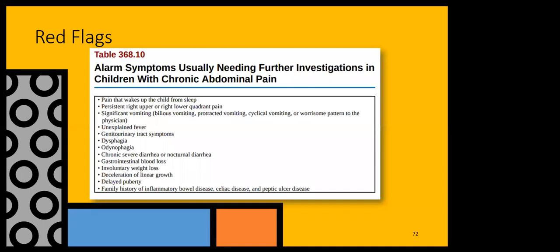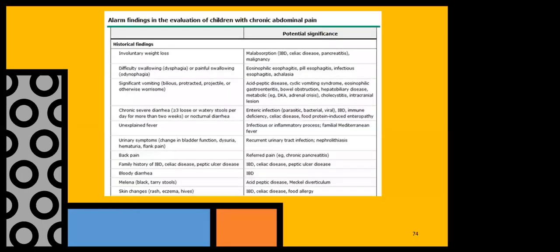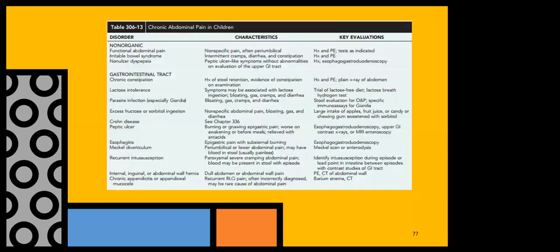So the differential diagnosis that I show here is the organic abdominal pain cause. So you must exclude the organic causes first, and then you can diagnose the functional abdominal pain. So the child comes to you with chronic abdominal pain. You must ask whether the child has red or warning sign and symptom, and you must do the examination.